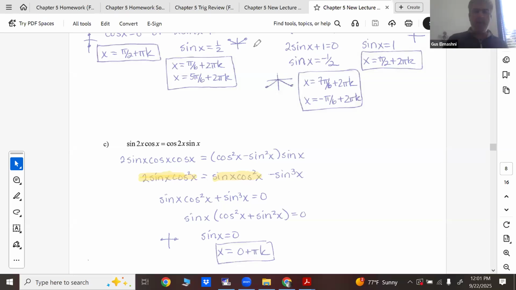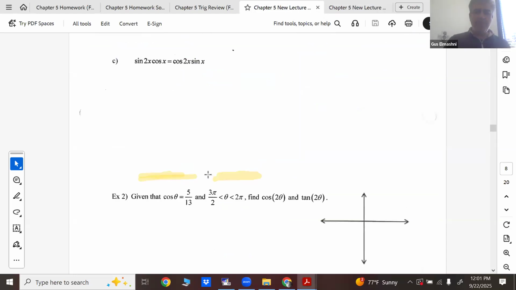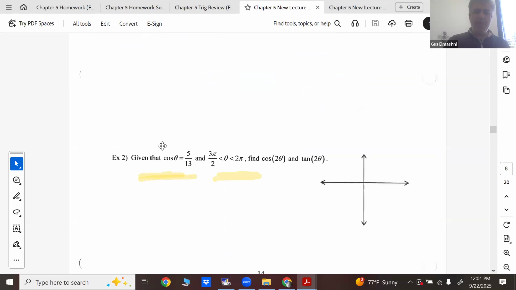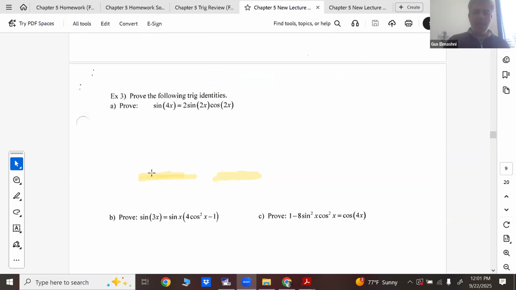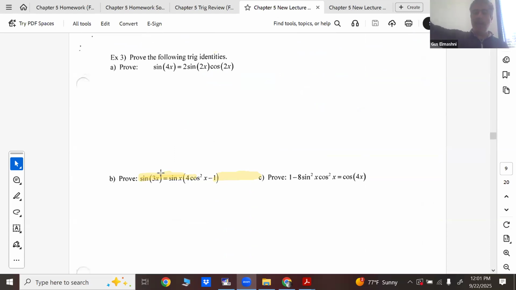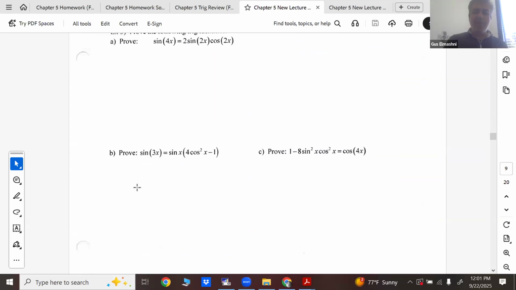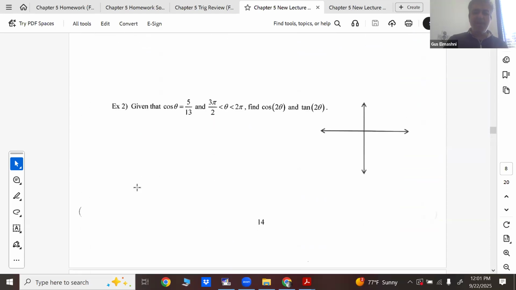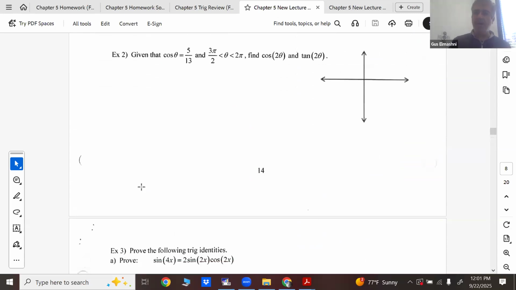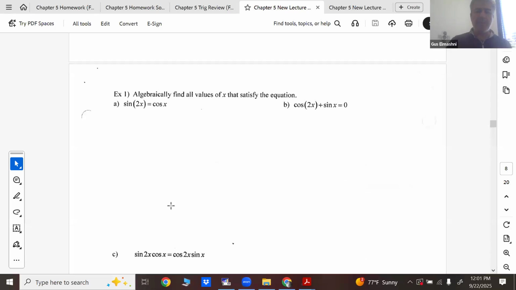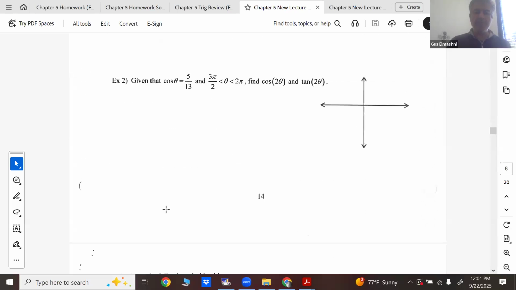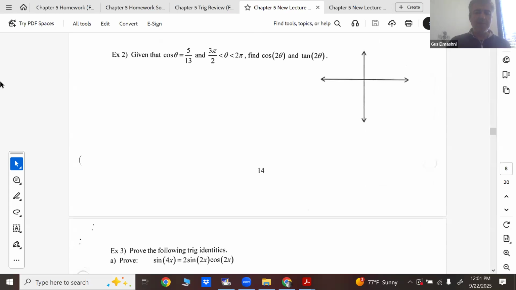All right, let's keep moving, guys. Let's talk about example 2 and then example 3a because Laura asked about 4x. So we have Laura to thank for that. If we don't get to part B, that's okay. I think you guys get the idea. So let's do example 2, then example 3a, and I think we're okay at that point. I think we've definitely hit our targets for today. Okay, here we go.